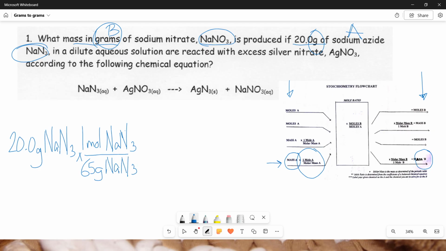The next step in the problem is the mole ratio, and that comes from the coefficients of the balanced equation. If you look at this equation, we have nothing in front of the A, the sodium azide, and if you look in front of the sodium nitrate, or B, we also have nothing. When we have nothing for a coefficient, that is assumed to be a 1. Now I'm going to put my B on top, which is sodium nitrate, over 1 mole of sodium azide.